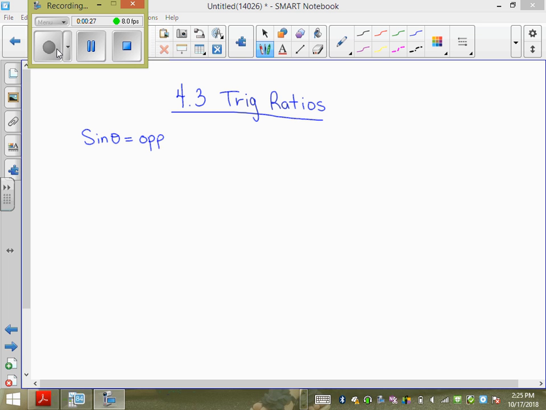So sine theta equals opposite over hypotenuse. Cos theta equals adjacent over hypotenuse. And tan theta equals opposite over adjacent.